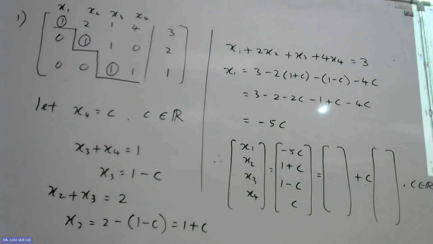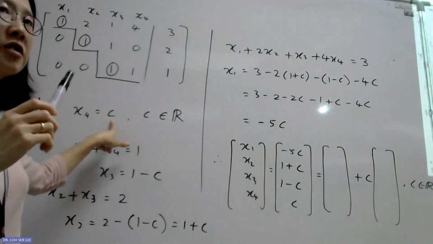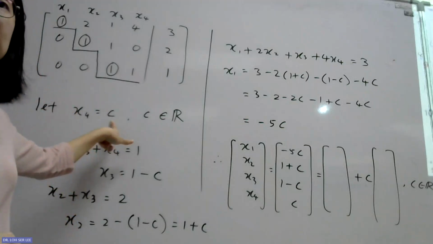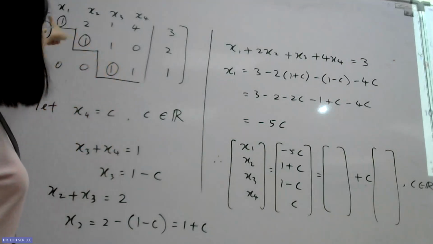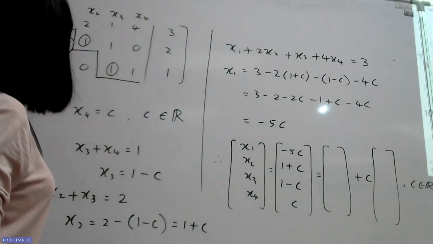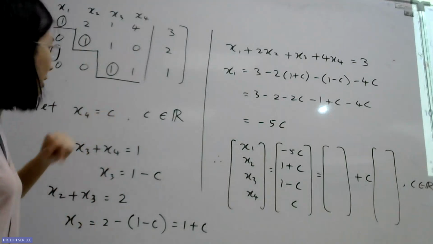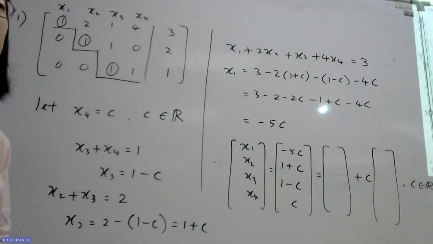Okay, this is actually similar to the one you have learned in Big 2. But the one in Big 2, we do not have C. Your solution does not contain C because it has a unique solution. But for this case, the number of variables is more than the number of pivots. That's why your answer contains C, because it will provide you infinitely many solutions.